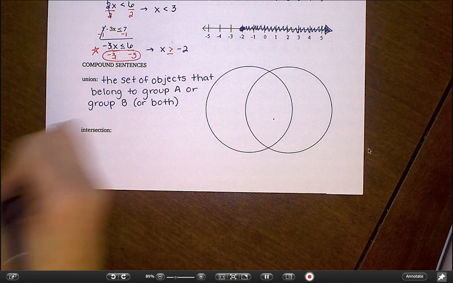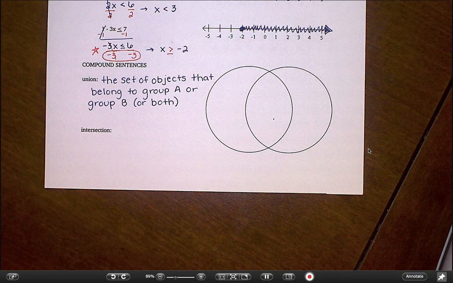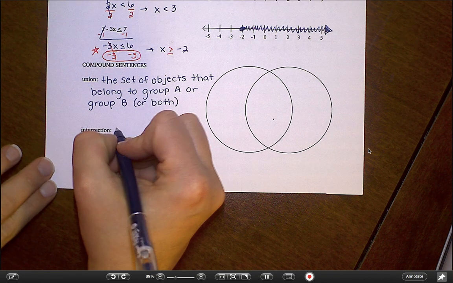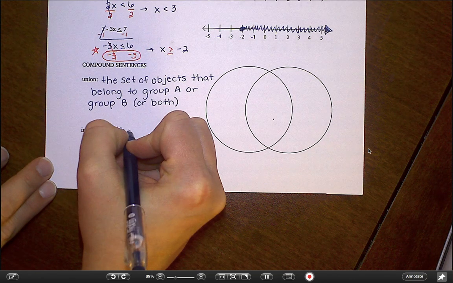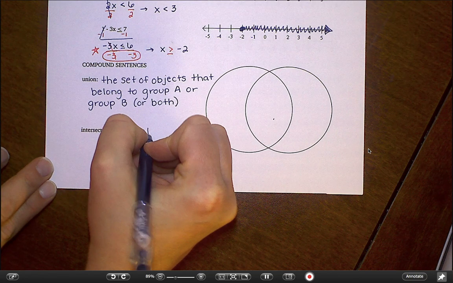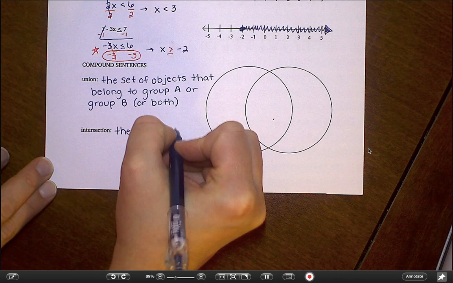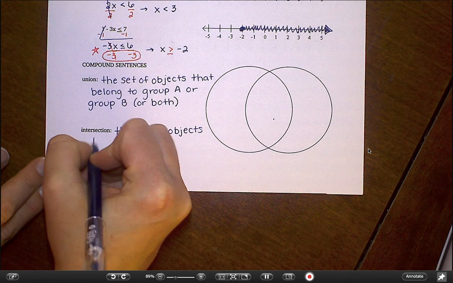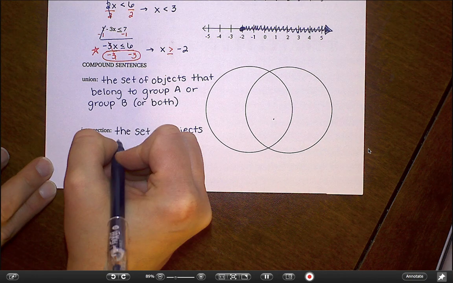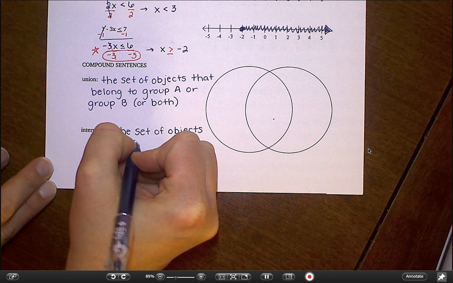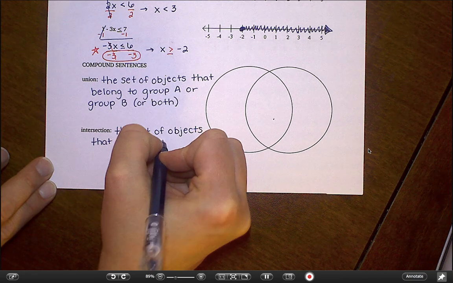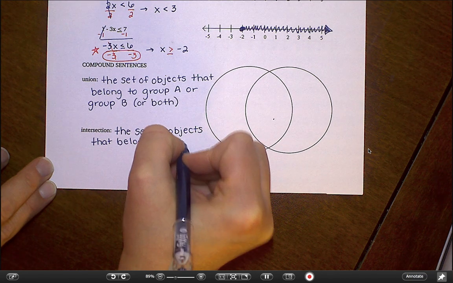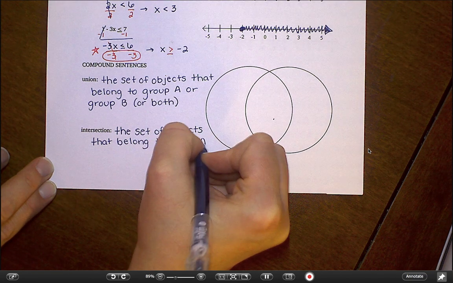Okay? Let me go ahead and give you the definition for intersection. And of course, if you need to pause to write these down, you can. And then we'll kind of compare and contrast them and talk about the difference. Intersection is the set of objects that belong to group A and group B.